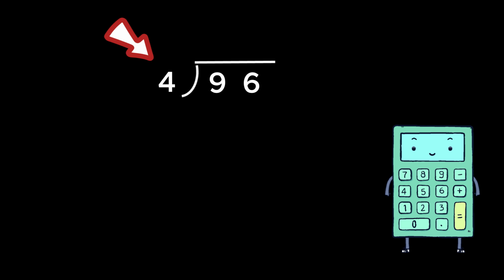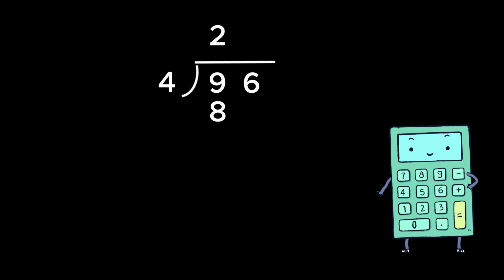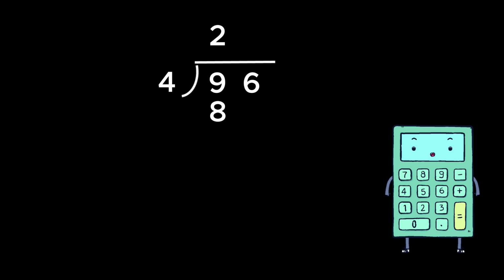Ask yourself, can 4 go into 9? Yes, it can. How many times? 4 goes into 9, 2 times. 2 times 4 equals 8. Write the 2 above the 9.